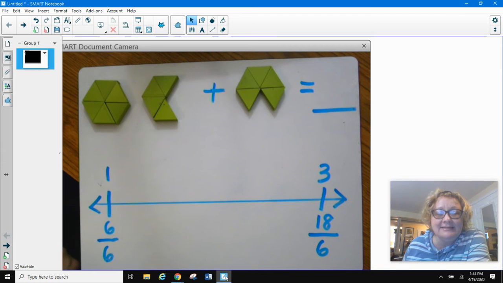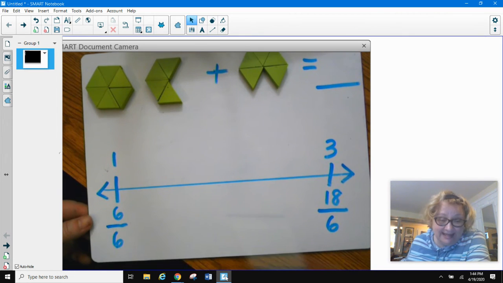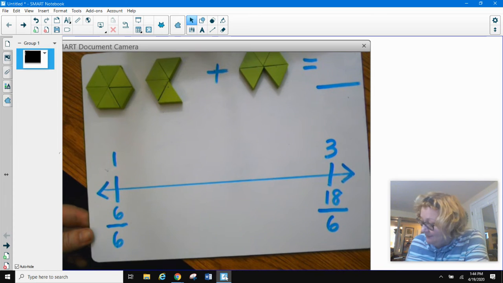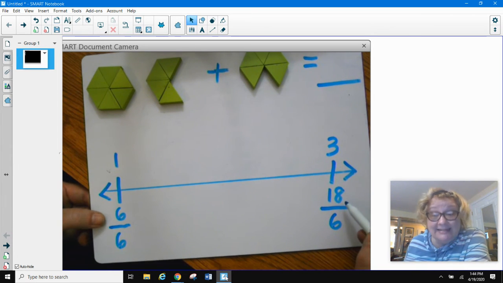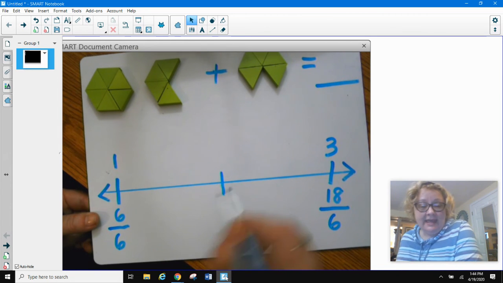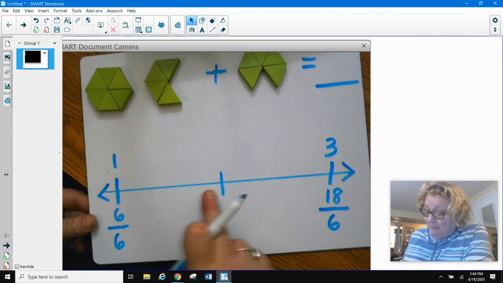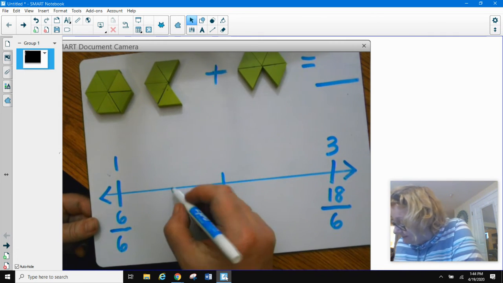So now we're ready to start. We have 1 whole plus 4/6, all right? So let's go on and identify our number line from 6/6 to 18/6, okay? I know the distance between 6 and 18 is 12. So I'm going to go on and enter this here, and I know that I need 6 parts over here and 6 parts over here, okay?